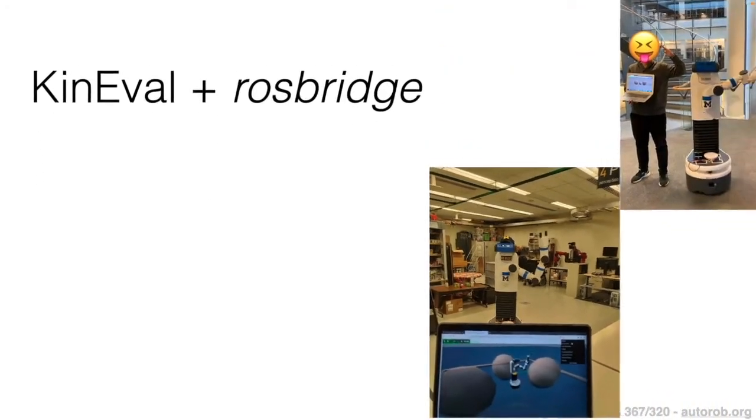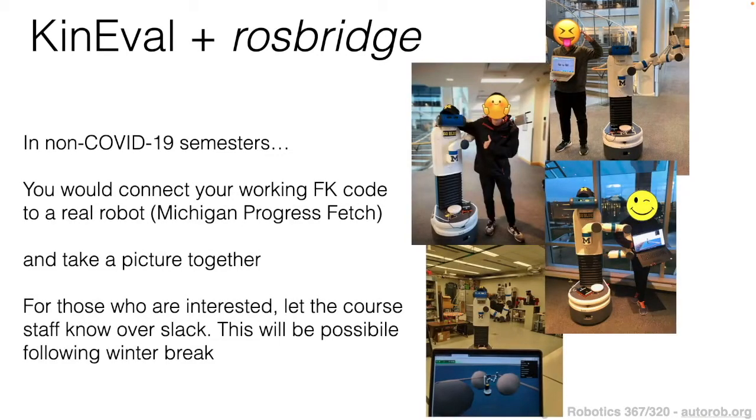Normally during non-COVID-19 semesters, the way this would work is everyone would have a chance to connect their Forward Kinematics code to our real physical Fetch robot. Students in the past would take a picture with it as a souvenir from the class. And so we're going to try and offer this semester, as an optional feature.